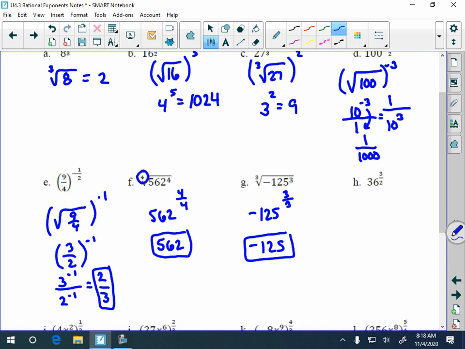All right, H. I'm back to a fractional exponent, so I'm going to convert it to a radical. So the square root of 36, all raised to the 3rd power. Okay, so the square root of 36 is 6, raised to the 3rd. I can take my calculator. 6 raised to the 3rd power, 216.